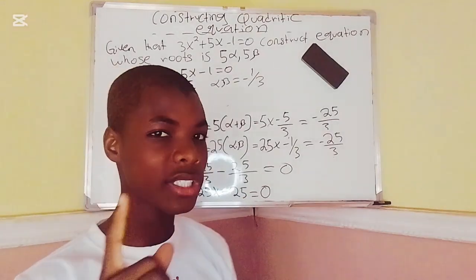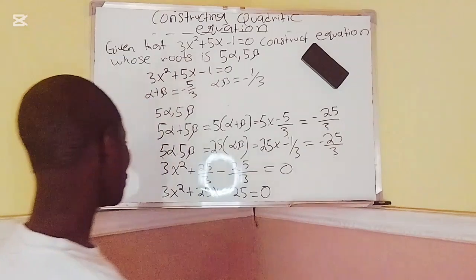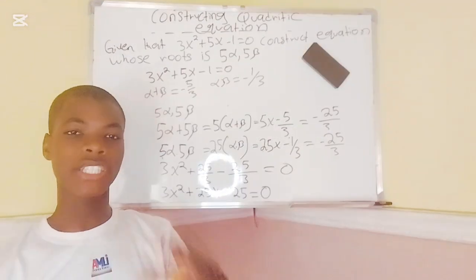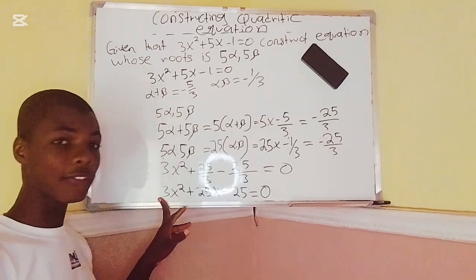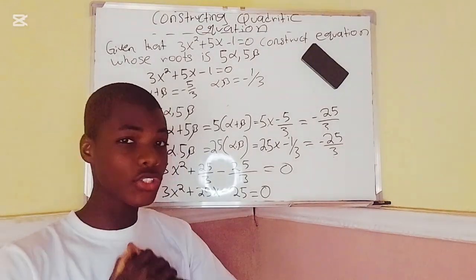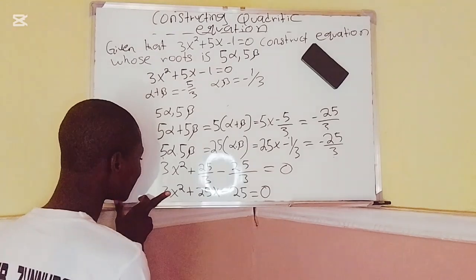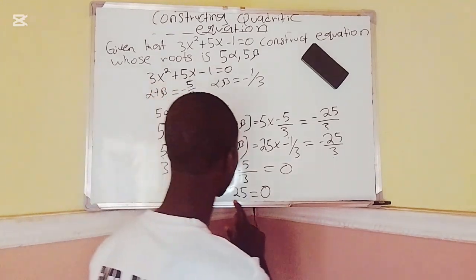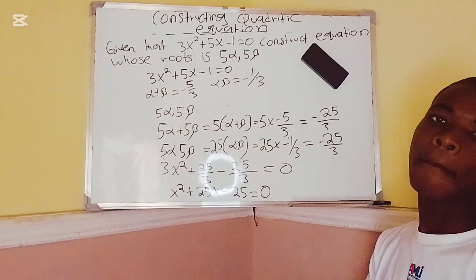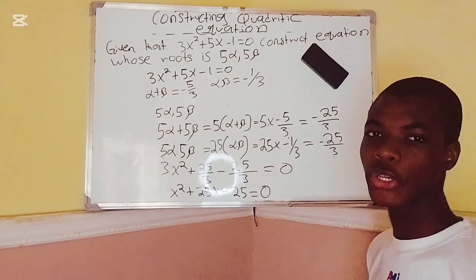So therefore you have to take note that you might be able to put this 3 or not put this 3. But as usual, because you are constructing an equation, you have to eliminate the 3 and just keep your equation like this, which is x squared plus 25x minus 25, and it will be equal to 0.